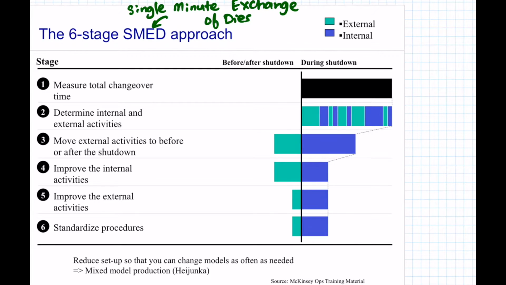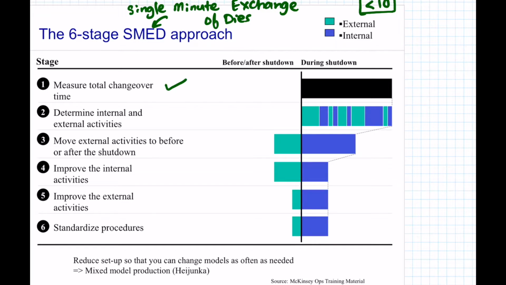So single minute means single digit. So for example, 10 has two digits. So the idea is to achieve less than 10 minutes. And the process involves six stages. You start with stage 1, where we measure the total change over time. And in step 2, we determine internal and external activities.